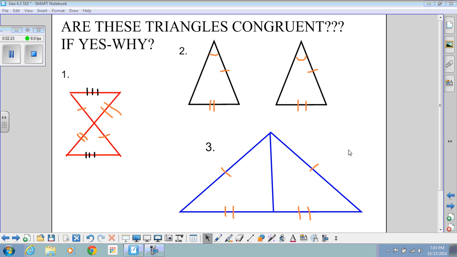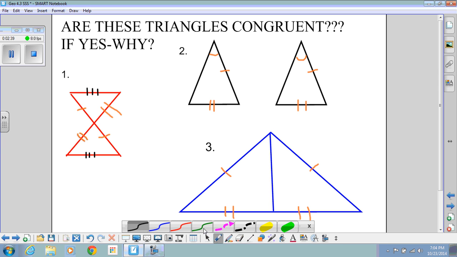And then this last one, we have this tick mark here, marked congruent to this side over here. We've got this side congruent to this side, but we don't have this third side marked congruent. However, we do know that that would be considered our third congruent side because it's the same exact side. These triangles share the exact same side, so we know that they would be congruent to each other.